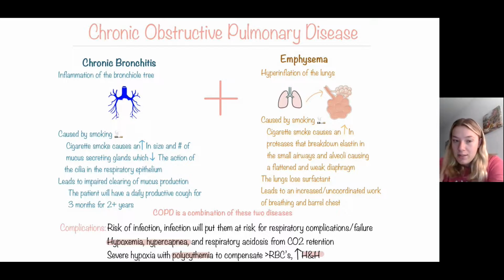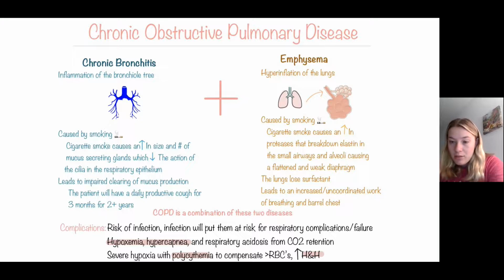We're really concerned for hypoxia and hypercapnia. Really concerned for respiratory acidosis. The respiratory acidosis comes from that hypercapnia, the buildup of carbon dioxide in the blood. We're also concerned for severe polycythemia to compensate for our lack of oxygen. So we're not getting enough oxygen. These patients usually sat at around 88 to 92.